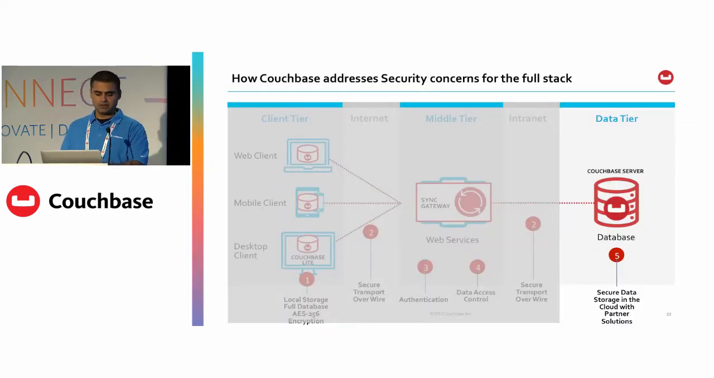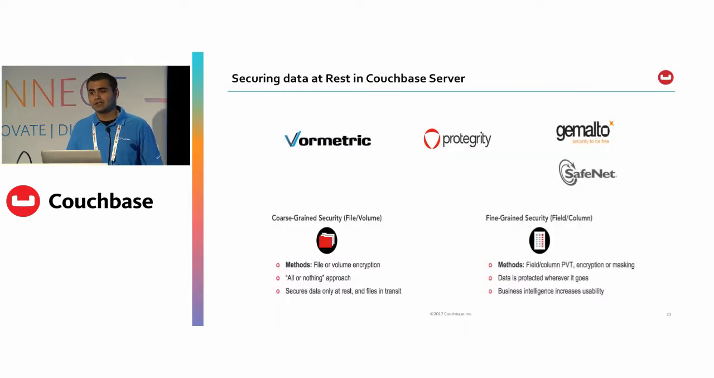Now that I've covered the first four, the last part that I definitely want to cover is how do we secure data at rest in the cloud, which is on the Couchbase server side. So again, we partner with best of breed partners, and then you can have security that is defined at a coarse grain level, which means that your whole file or your volume for the database is encrypted, or you could define that at a field or a column level. So again, I'm not going to go into details over here.